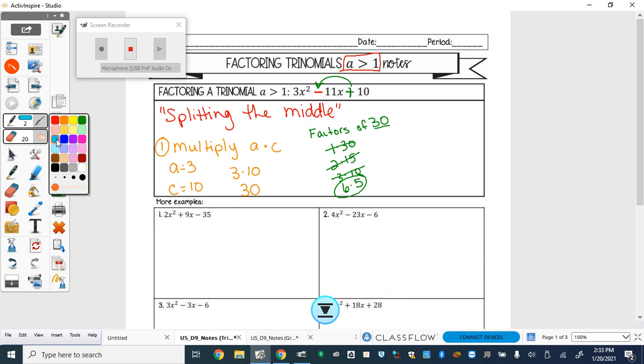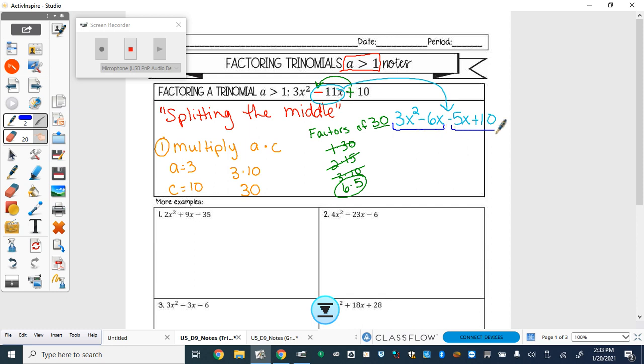So what we're going to do with that 6 and 5 is I'm now going to rewrite this, splitting that negative 11 into the negative 6x and the negative 5x. Now this just looks exactly like the problems we were just doing. So now you're going to do your factor by grouping. Group the first two, group the last two. GCF would be a 3x and then a minus 5. So x minus 2 times 3x minus 5 is our final answer.